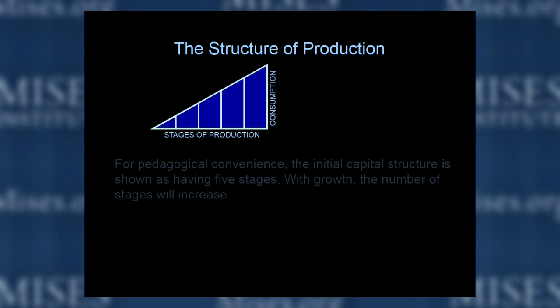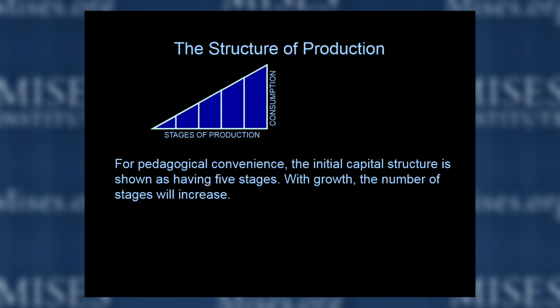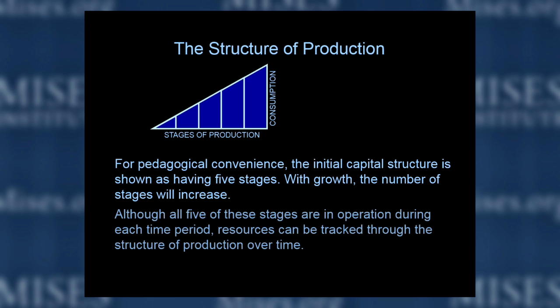just where all of his stuff is going, okay? For pedagogical convenience, the initial capital structure is shown as having five stages. With growth, the number of stages will increase. And we can show that, I think. I've had students in my class say, is there only five? No. Lots of them. With growth, the number of stages will increase, although all five of these stages are in operation.